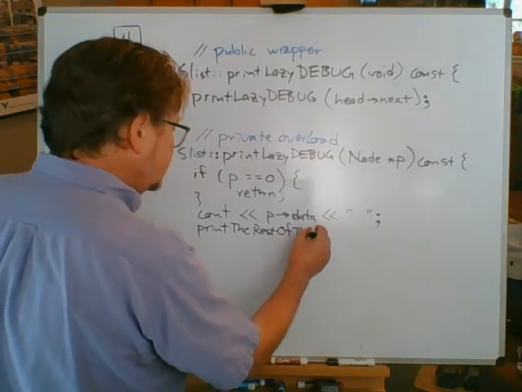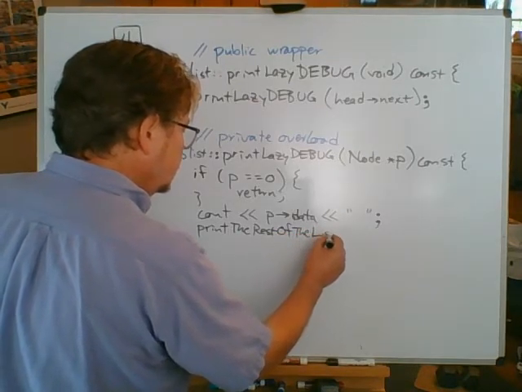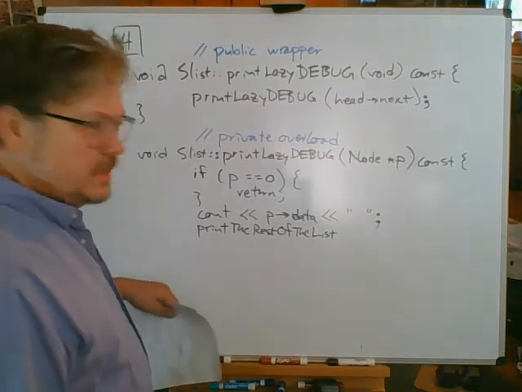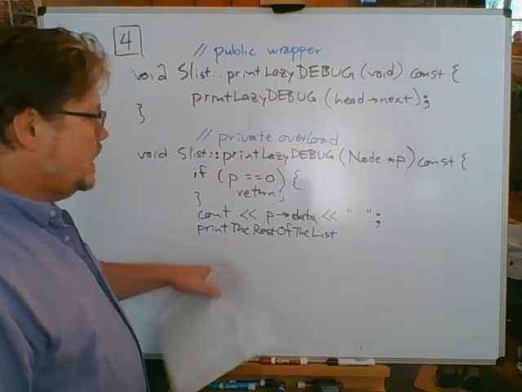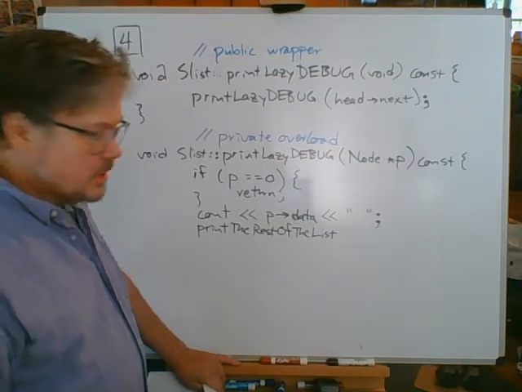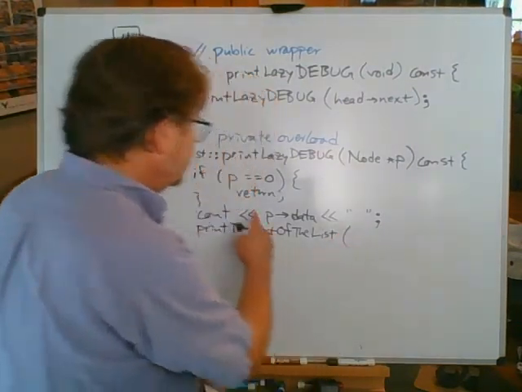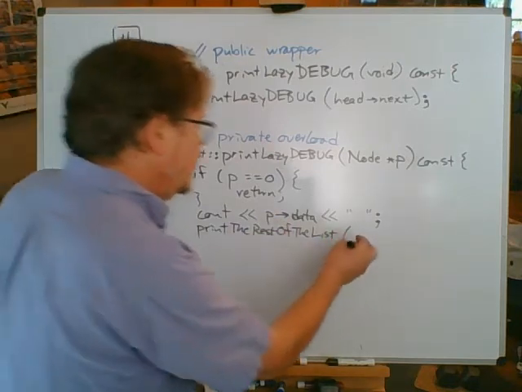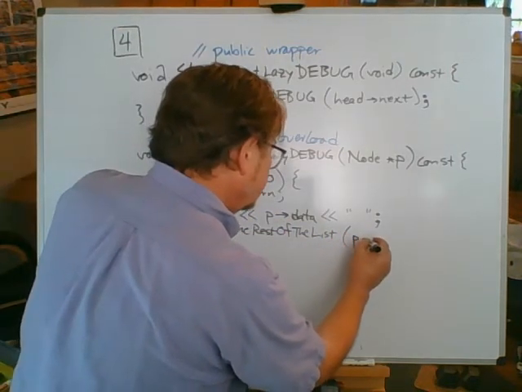Talk about lazy. Print the rest of the list. And we'll go ahead and pass in the address of the node where it should start. In this case, it'll be the second real node. This was printing out the data in the first real node, so we've got to pass in p arrow next.